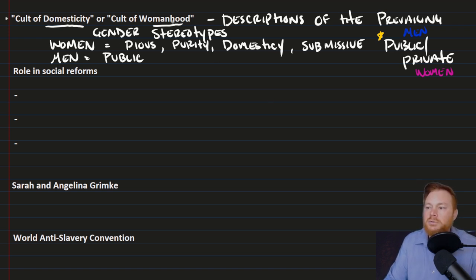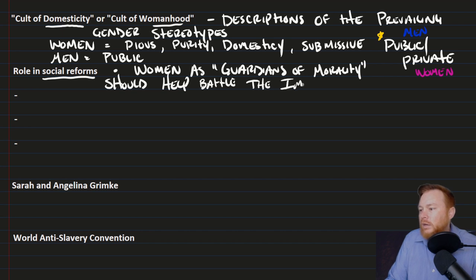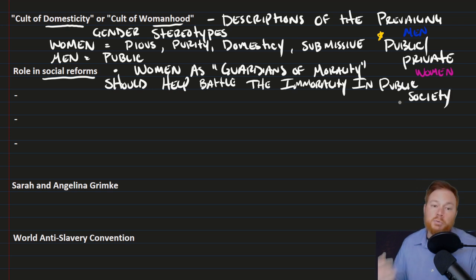However, though, the cult of domesticity and the cult of womanhood, while it discouraged women from playing an active role in the public arena, it could also be used to support women in their role in social reforms. And this is how the argument went. It said that women, as the quote unquote guardians of morality, should help battle the immorality in public society. In other words, the argument was, well, who better to fight corruption? Who better to fight immorality? Who better to fight sin than women, if they are the supposed keepers of morality?